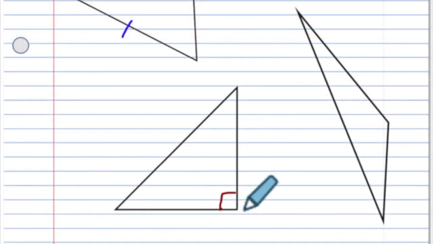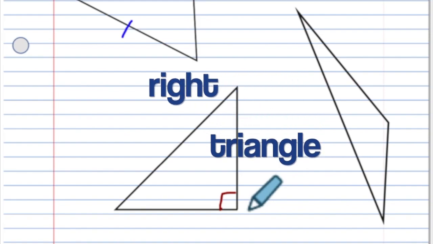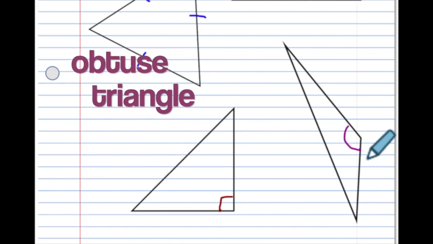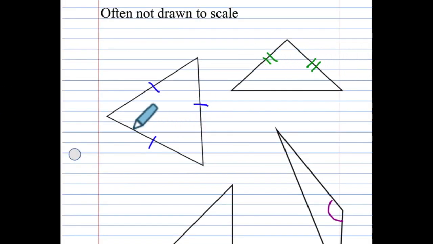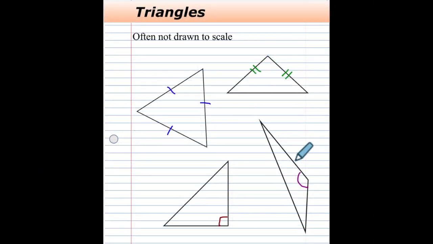If one of the angles of a triangle is 90 degrees, we call this a right triangle because it has a right angle. If one of the angles is larger than 90 degrees, we have an obtuse triangle. If all the angles are less than 90 degrees, that would be an acute triangle. And also, if all the sides were different, you'd have a scalene triangle.